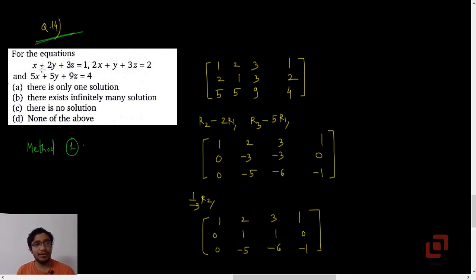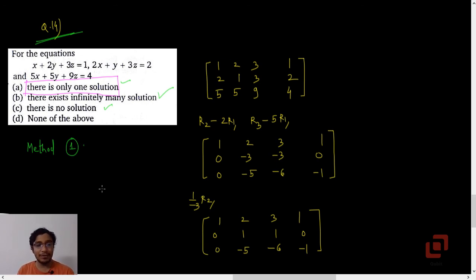For the equations x + 2y + 3z = 1, 2x + y + 3z = 2, and 5x + 5y + 9z = 4, there is only one solution. There exist infinitely many solutions. There is no solution. None of the above. Okay, now in our 12th standard syllabus we only have the first case, there is only one solution. We don't have the infinitely many solutions case or the no solution case. So there itself option A should be chosen.